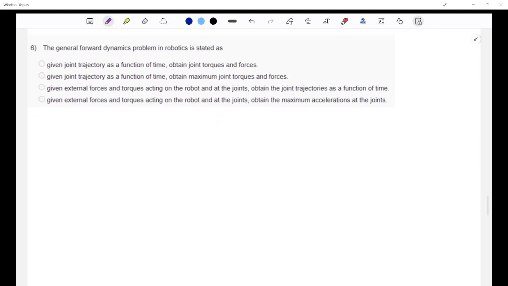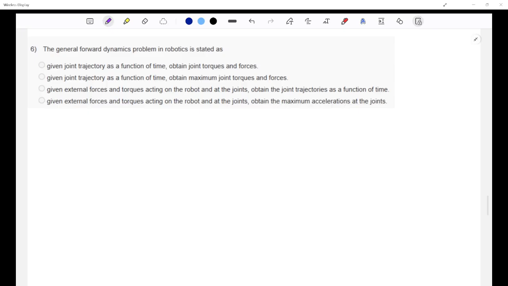Okay. So let's move to the next question. The general forward dynamics problem in robotics is stated as: given joint trajectory... So it is just talking about forward dynamics, and we directly know what happens in forward dynamics. If a joint trajectory is given and joint torques are to be found, it is an example of inverse dynamics. Right. This is wrong. This is directly inverse dynamics, so we vote out this option, because a motion is given and we are computing the torques.